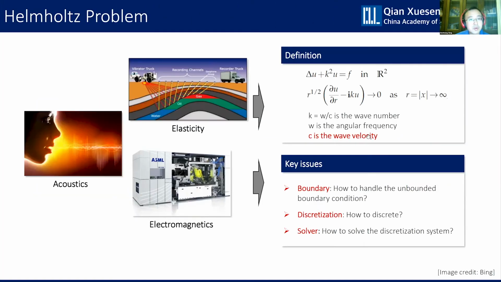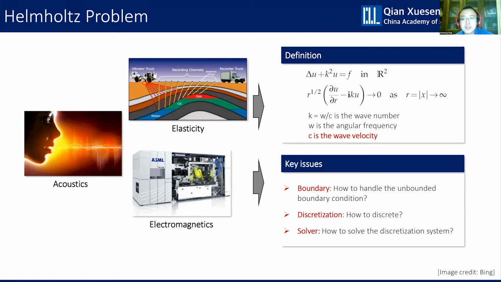As we know, the Helmholtz problem is a well-known PDE, and it comes from problems in, for example, acoustics, elasticity, and electromagnetics. The definition is very simple. For example, the equation is Laplace u plus k squared u equals f, but the boundary condition is very special. Here we are facing an unbounded boundary condition. In the problem, k equals omega over c is the wave number, omega is the angular frequency, and c is the wave velocity, the velocity when the wave propagates.